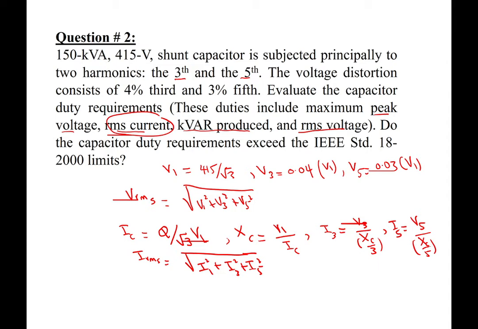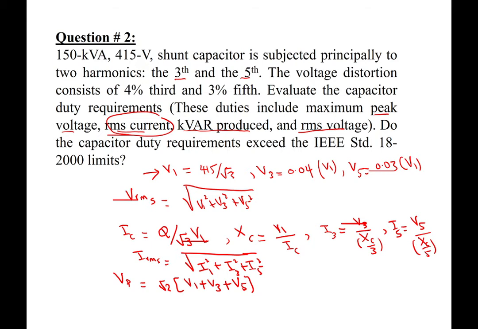Now we can calculate also the peak, the maximum peak voltage. The maximum peak voltage will be given again by V1 peak plus V3 peak plus V5 peak. So it will be V1 peak, then we have to multiply it by root 2. So V1 peak plus V3 times root 2 plus V5 times root 2. So that will be the peak.